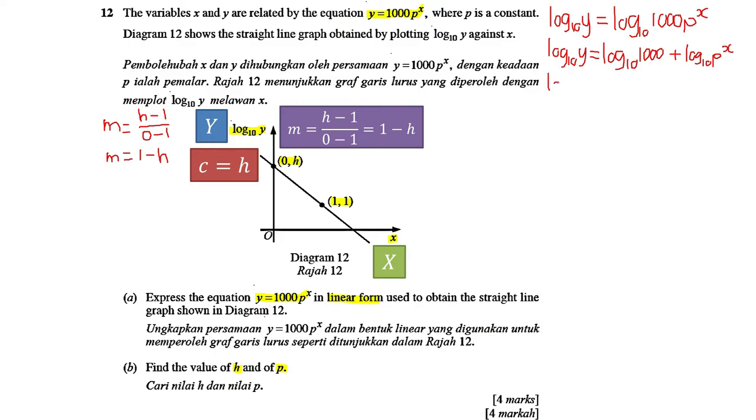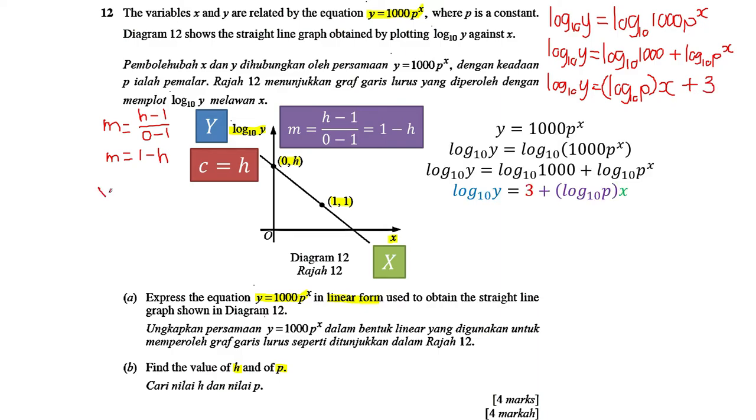So I move the gradient and the big x to the front. Now I want to put the x at the back of log 10p. Log 10p, and then I put a bracket x to differentiate the gradient and the big X. Log 10 1000 gives me 3. So with this, I get my linear form.